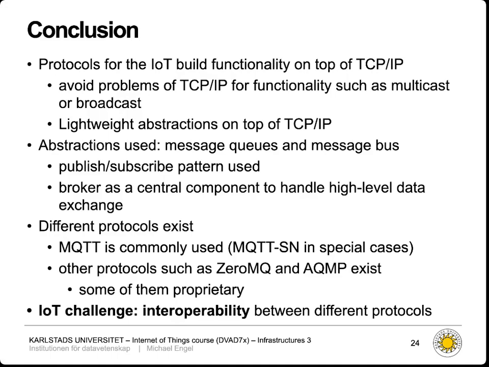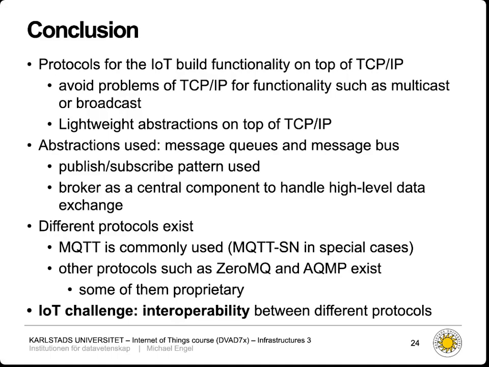So what have we learned today? We've seen protocols for the IoT have to build their functionality on top of TCP/IP because we want something like multicast and broadcast functionality, which are not easy or not reliable on TCP/IP level. So what we are trying to build, because IoT devices have limited resources, we try to build lightweight abstractions that are on top of TCP/IP.